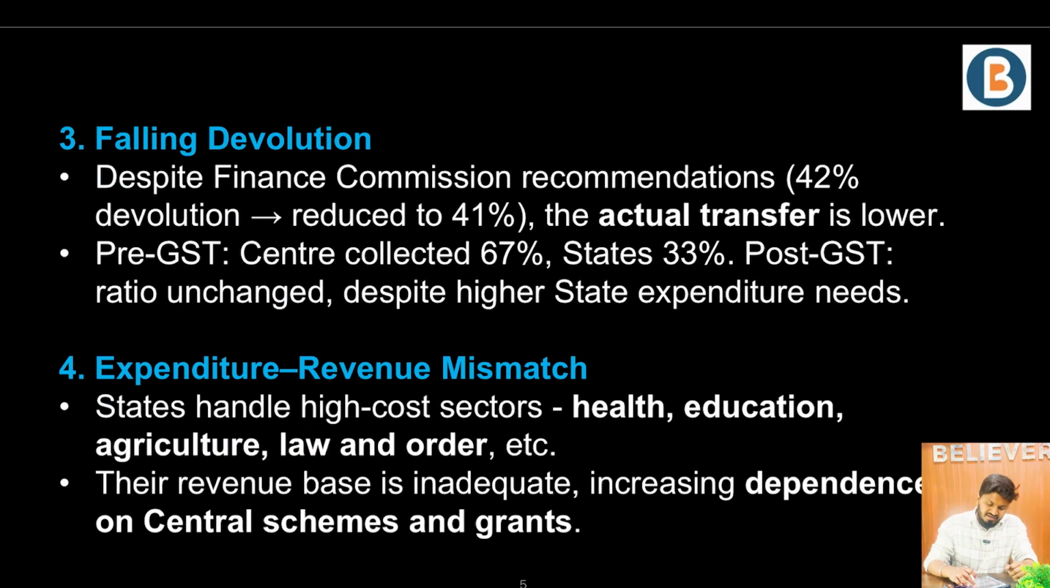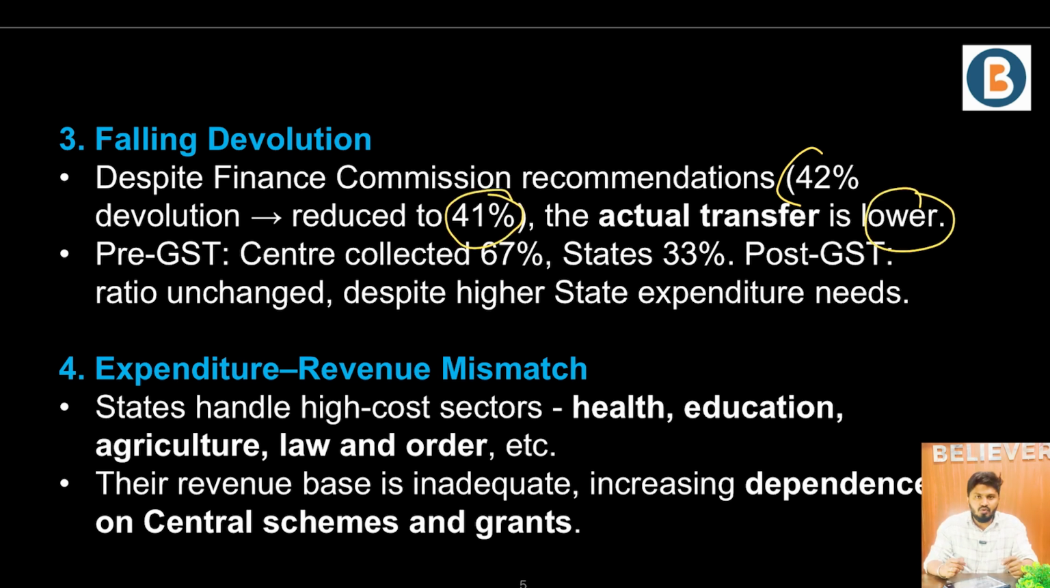Next, failing devolution. Despite the Finance Commission's recommendations, 42% devolution was reduced to 41%, and the actual transfer is way lower. Pre-GST, the center collected 67% and the states collected 33%. Post-GST, the ratio is unchanged despite higher state expenditure needs. So when the needs of the states are increasing, there is lesser availability of funds.